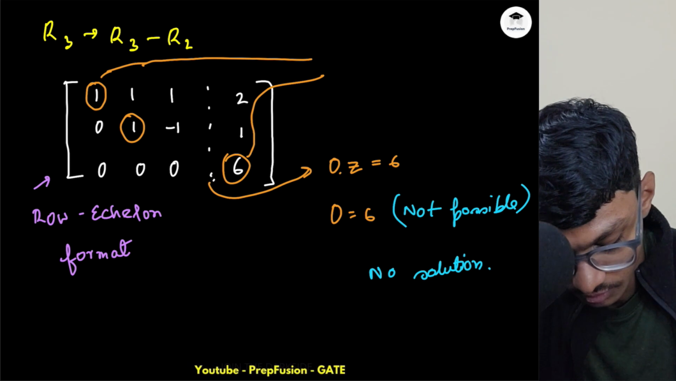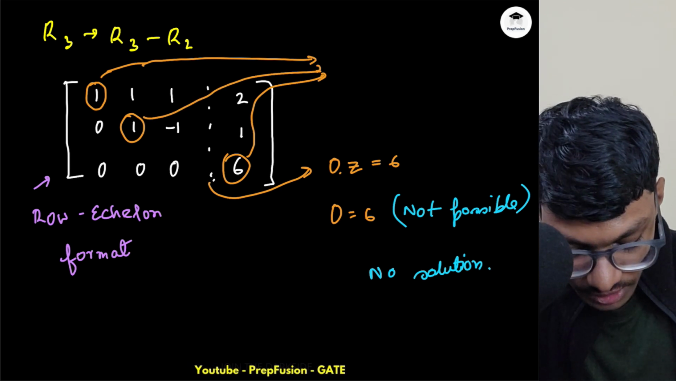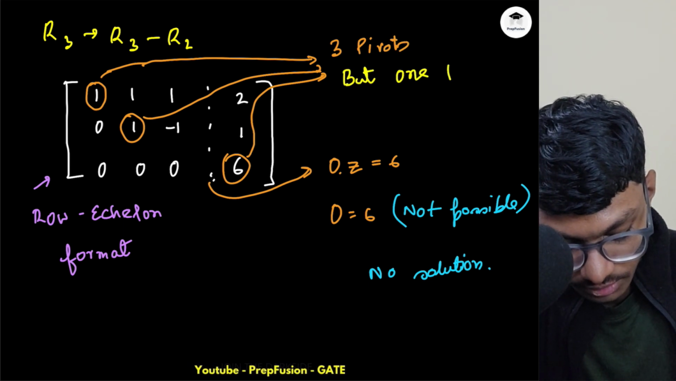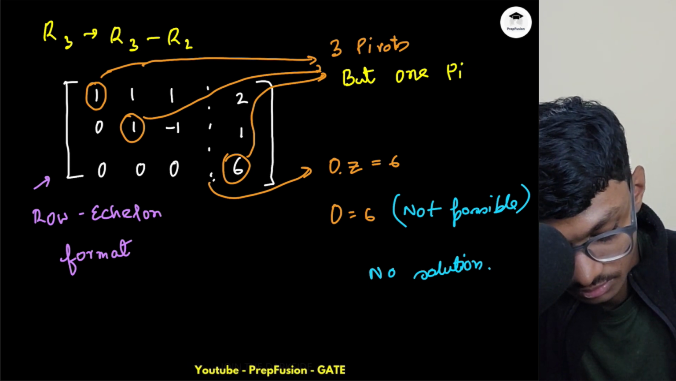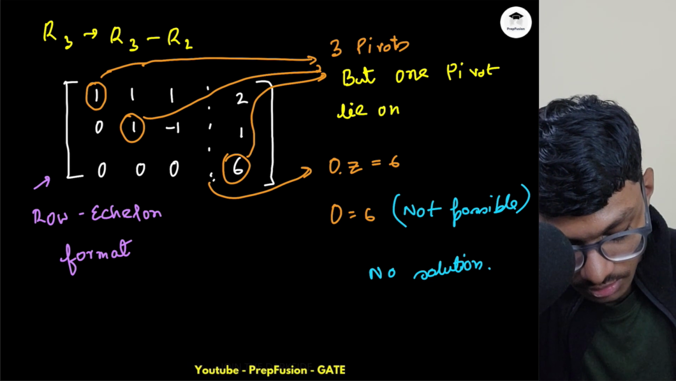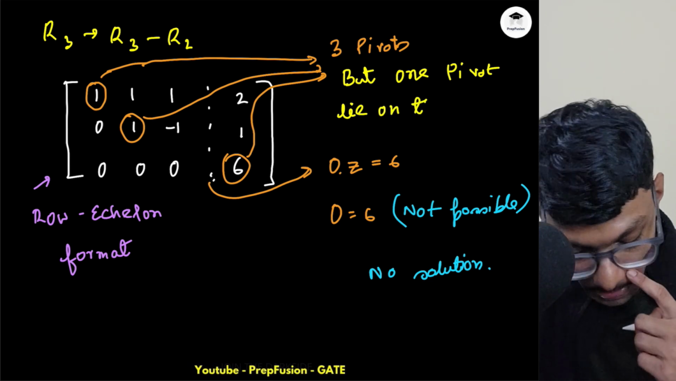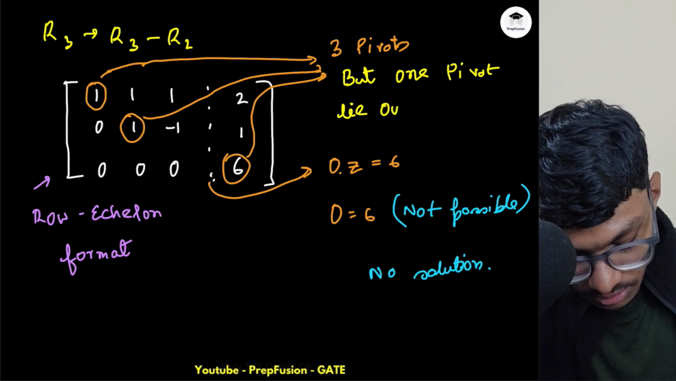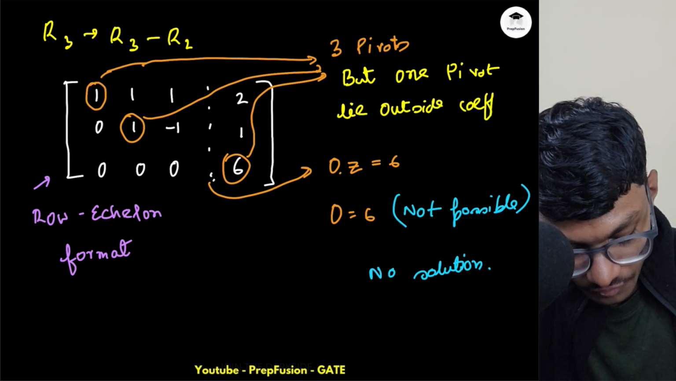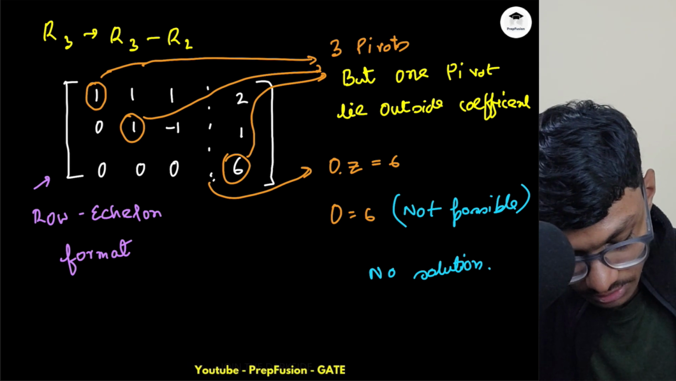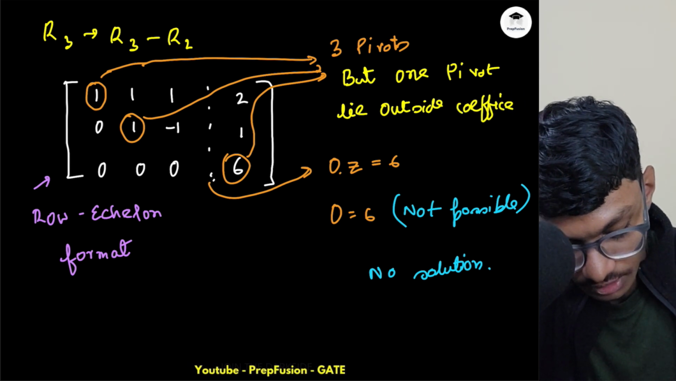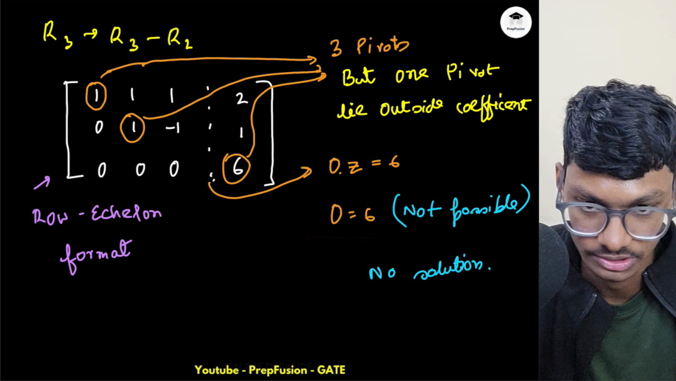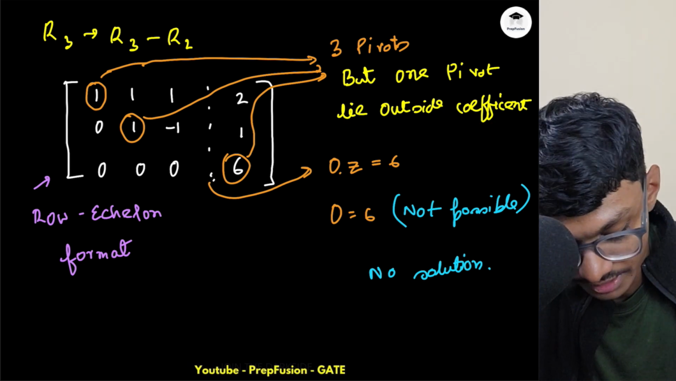So I should also write another condition, which I forgot to write over there: that I have three pivots, but one pivot lies outside the coefficient matrix. These are the terminologies, but the main concept we got here is that 0 is not equal to 6, that is not possible, right? So one pivot lies outside the coefficient matrix.